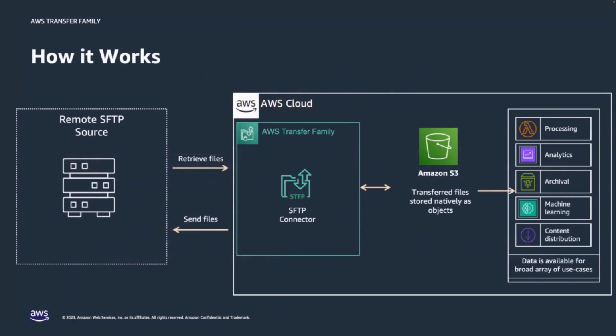Let's quickly review the architecture of Transfer SFTP connectors, and then we will discuss how to get started. An SFTP connector is configured for access to a remote SFTP server. The connector configuration holds all the information necessary to make a connection to the remote server to either retrieve files from the source or send files to the destination. The files sent or retrieved are persisted in Amazon S3 buckets, where they can be used by your critical pipelines such as analytics, machine learning, persisted as a long-term archive, or distributed out to external subscribers as content. There are many more use cases.